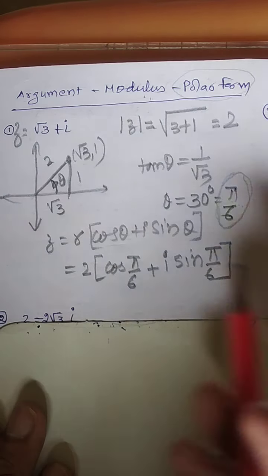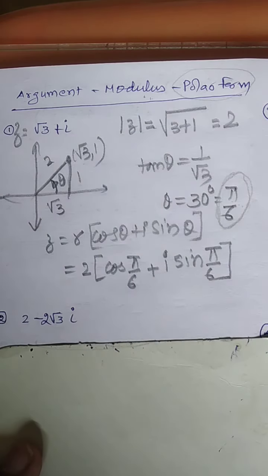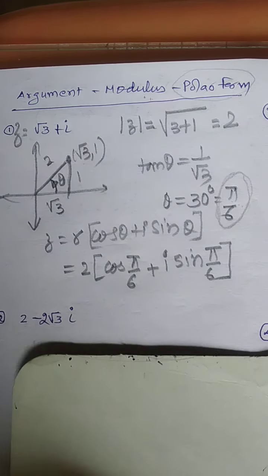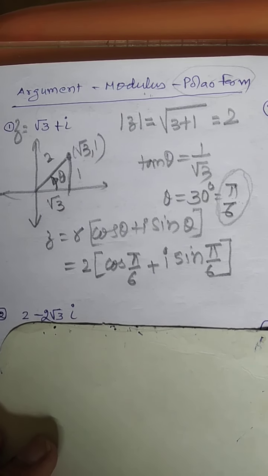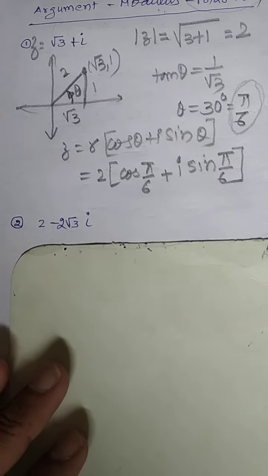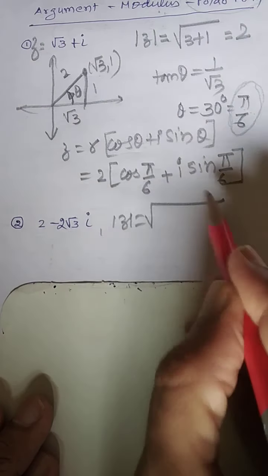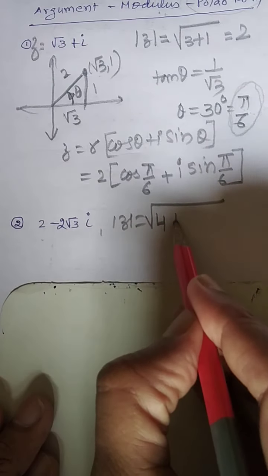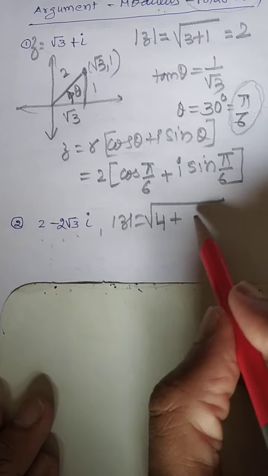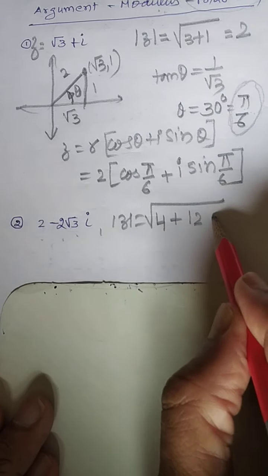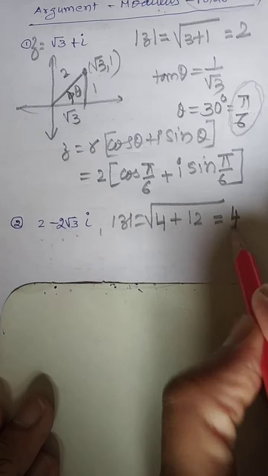So what we'll do, we'll try to find out the modulus and the conjugate. Now, second one. Again, mod of z will be the square root of 4 plus 4 threes are 12, and if you simplify, you will get the answer as 4.